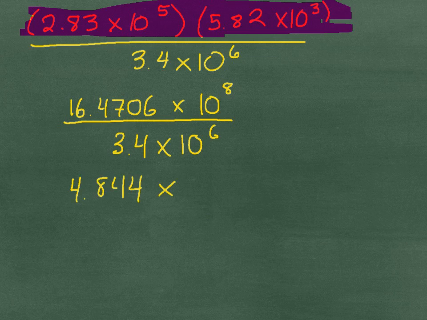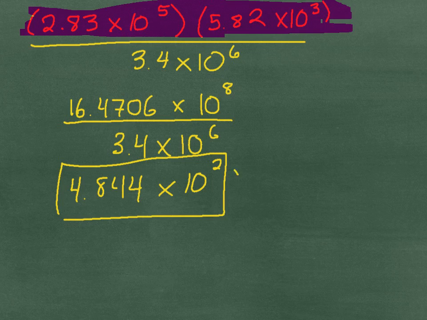And then I do 10 to the power of 8 divided by 10 to the power of 6, which is 8 minus 6, so 10 to the power of 2. And if you check, is this here in scientific notation? It is. So there's no need to change anything. There's no need to regroup any base 10s because it is the same.